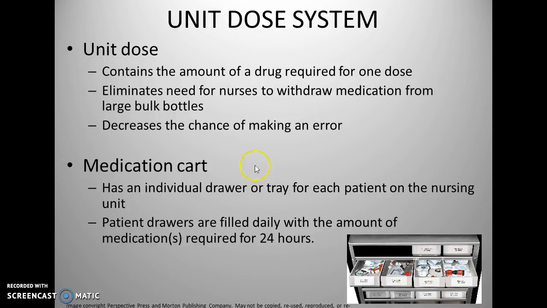As you can see down here, you have the medication cart, very much individualized to the patient on that particular unit. So all the nurse has to do is open up that particular unit with that particular medication. As it says here, patients' drawers are filled daily with the amount of medication required for 24 hours. It has individual drawers or trays for each patient on the nursing unit. Very important, very efficient. Of course, the nurse also has to check right name, right dose, right amount, right volume, right patient.